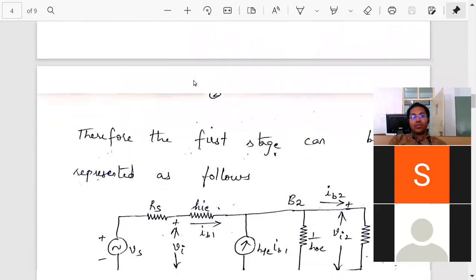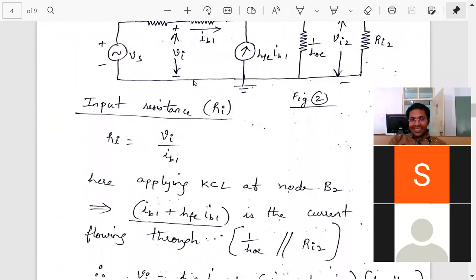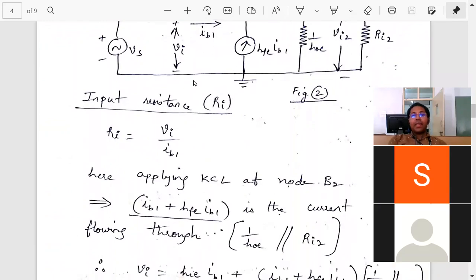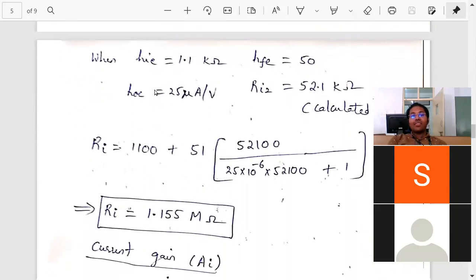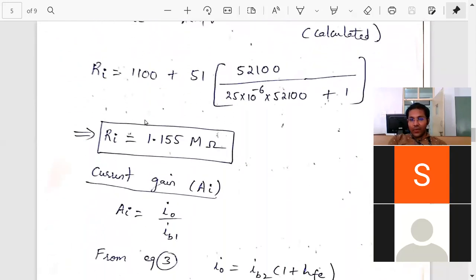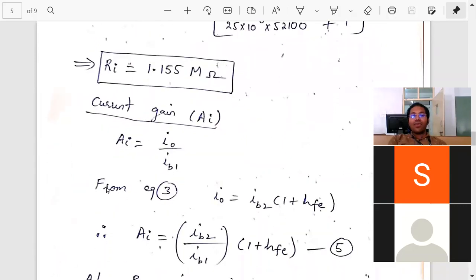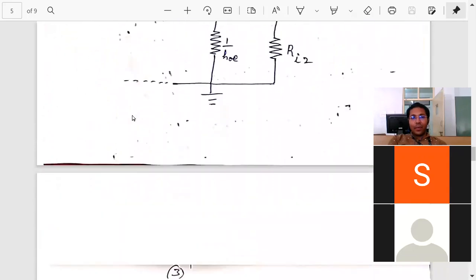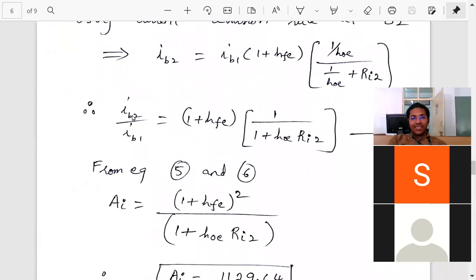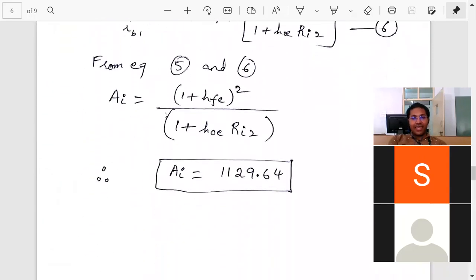Based on the analysis that we have done in the last class, we obtained Ri, we substituted the values, we calculated, then we also derived the expression for current gain. This is the expression we got for current gain. By substituting these values, please tell if everybody is getting the same answer or not.